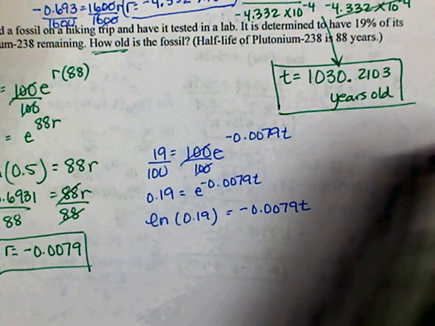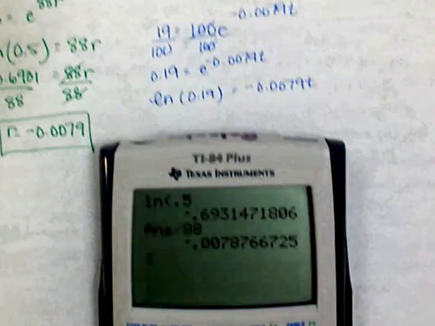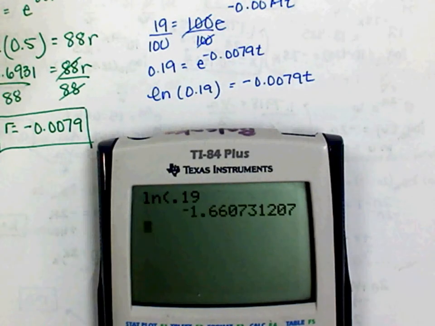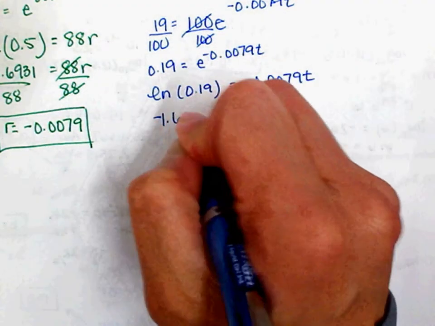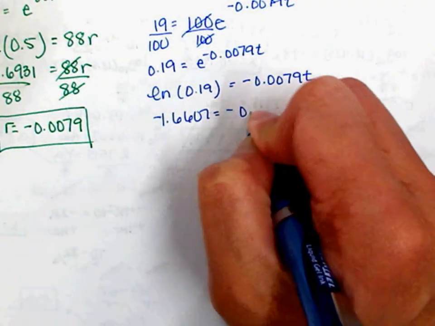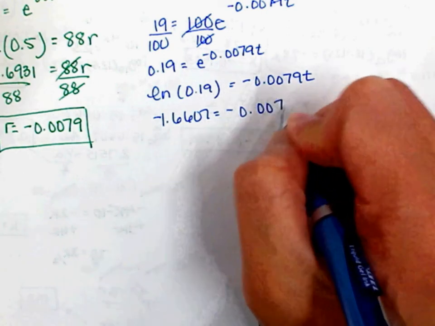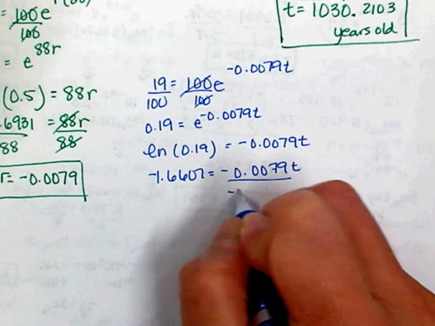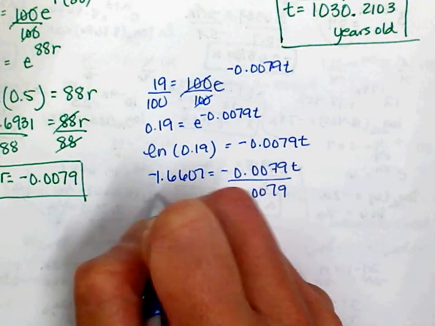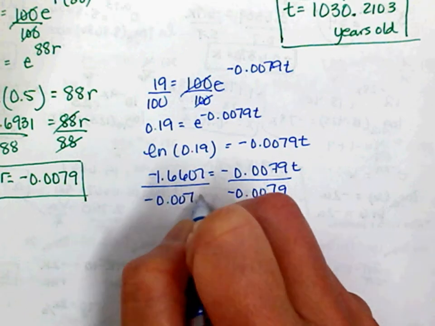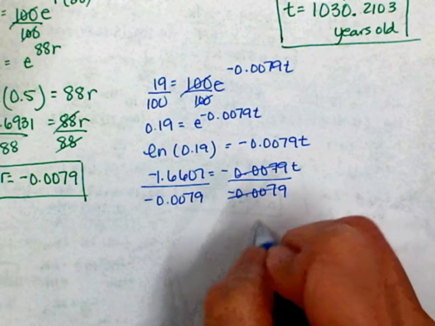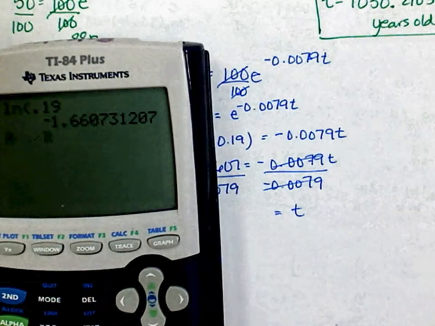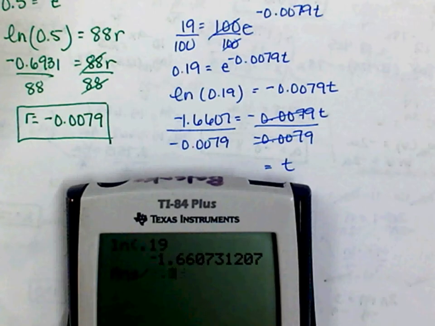All right. Go to your calculator and see what the natural log of 0.19 is. Negative 1.6607 equals negative 0.0079t. How do you solve for t? Divide both sides by negative 0.0079. What you do to one side, you do to the other side. Okay? So see, I already have that number. So I'm going to push divide. Negative 0.0079. Just like that.